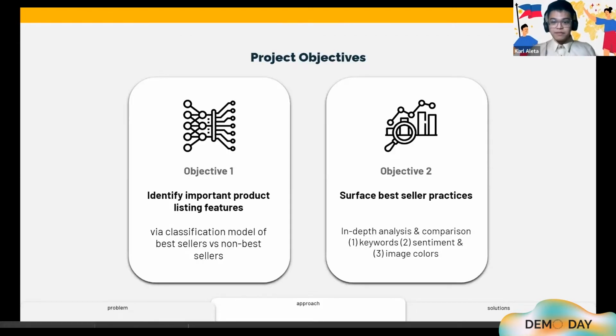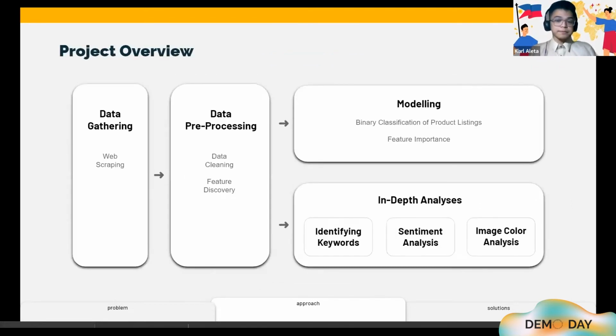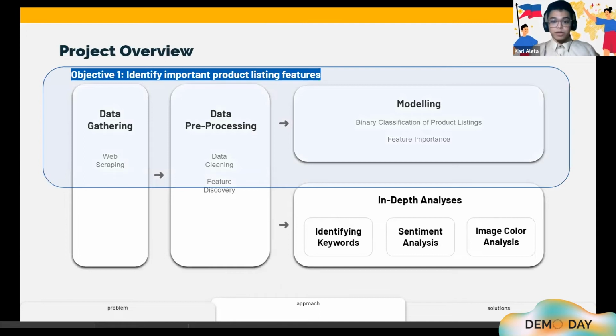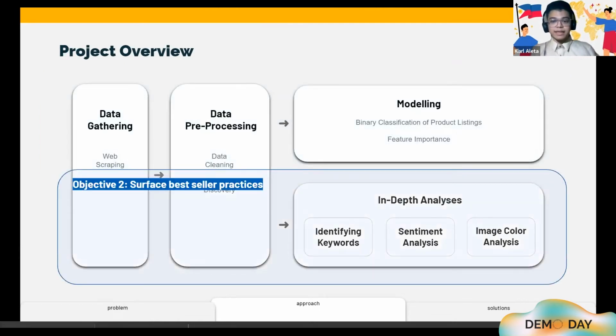To answer this problem, we defined two objectives. First, to identify the important features of a product listing, and second, to surface best seller practices. In order to achieve our objectives, we did the following. First, we gathered data through web scraping. Afterwards, the data was pre-processed, and we created a binary classification model. Based on our initial findings, we then further explored the data to provide three in-depth analysis.